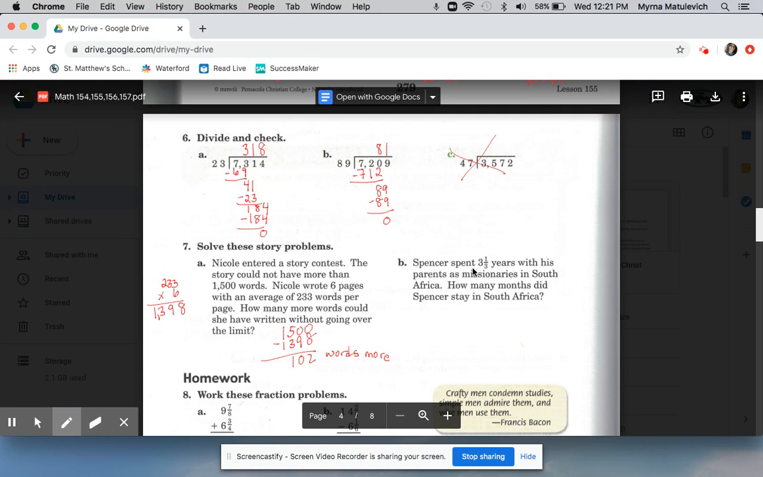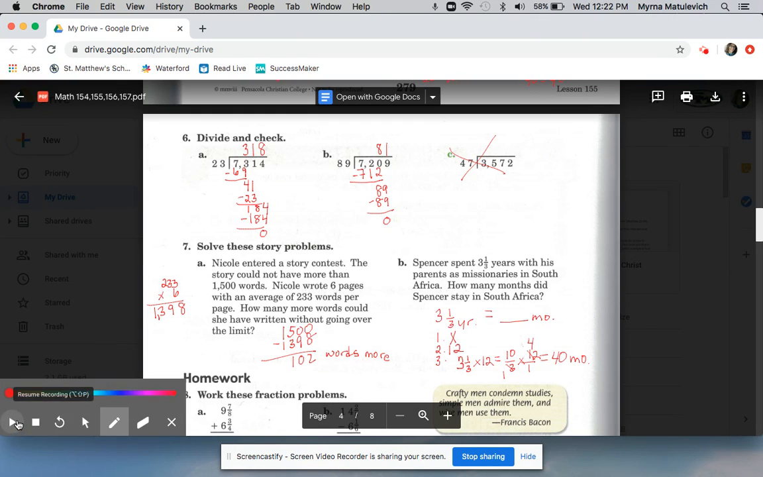Spencer spent 3 1/3 years with his parents as missionaries in South Africa. How many months did Spencer stay in South Africa? So we need to change years to months. So I need to convert 3 1/3 years to months. Horse to fly, multiply. My special number is 12. 3 1/3 times 12 equals, I need to change this mixed number to an improper fraction, 10/3 times 12 over 1. I cancel. 3 divided by 3 is 1. 12 divided by 3 is 4. 10 times 4 is 40. 40 months.